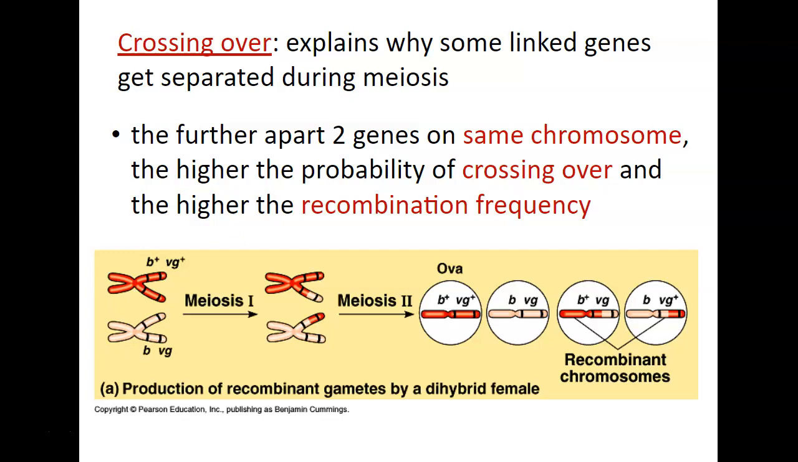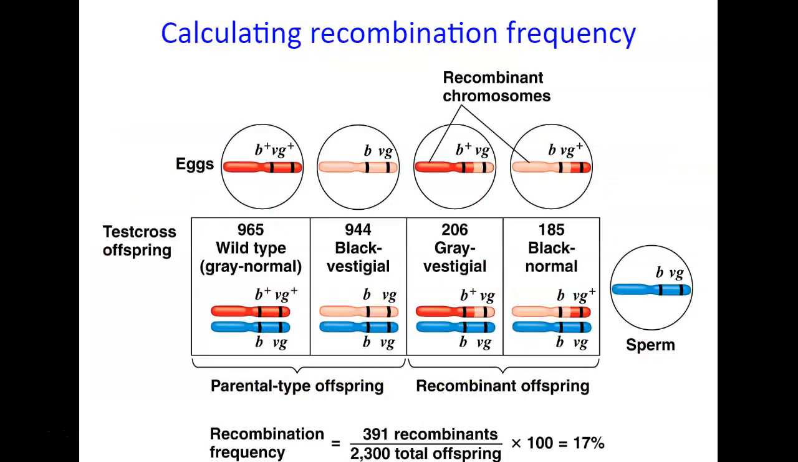Long story short, the closer two genes are, the less likely crossing over is going to take place and the lower the recombination frequency you're going to have. The farther apart two genes are, the higher the crossing over and the higher the recombination frequency. If they're far enough apart, then they're really just independently assorting at that point. Okay, so there's a way to put a number on this.